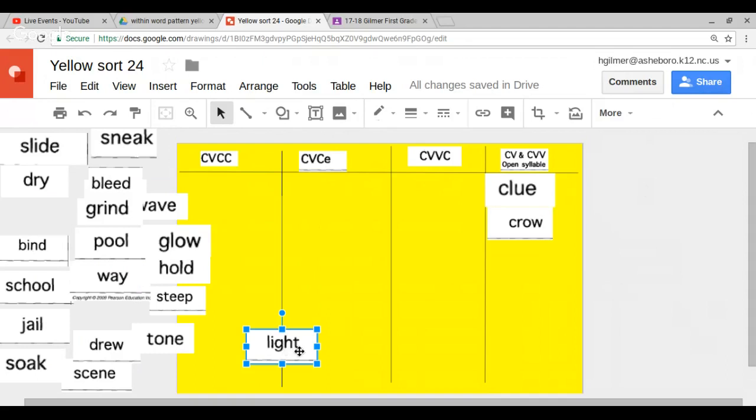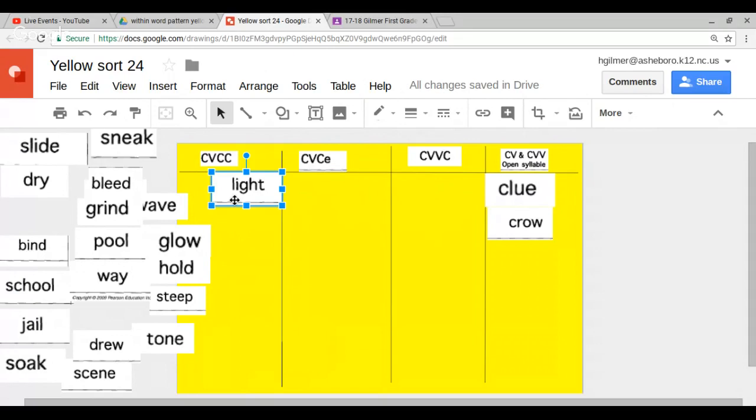So we know, let's look for the next thing to see if there's a bossy E at the end. And there's not. So this category is closed and this category is closed. So it has to be this one or this one. So now we've got to decide with light what's going on with that word. If I look, L is a consonant, I is a vowel, G, H, T are all consonants. So there is one vowel in this word. So it's going to go here, because this one asks for two vowels in the word. This one has one. Light, closed syllable, long I sound, light.